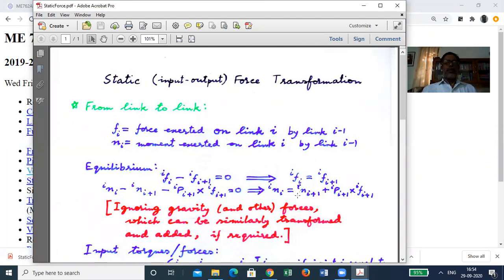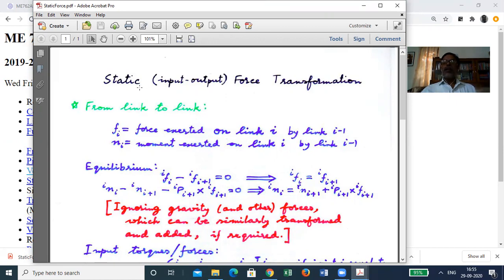So when we study the issue of static forces, then our focus is on input output transformation. Basically, we try to map the end effector forces to the joints, active joints. And in that, dynamic forces are out because we are talking about static forces.